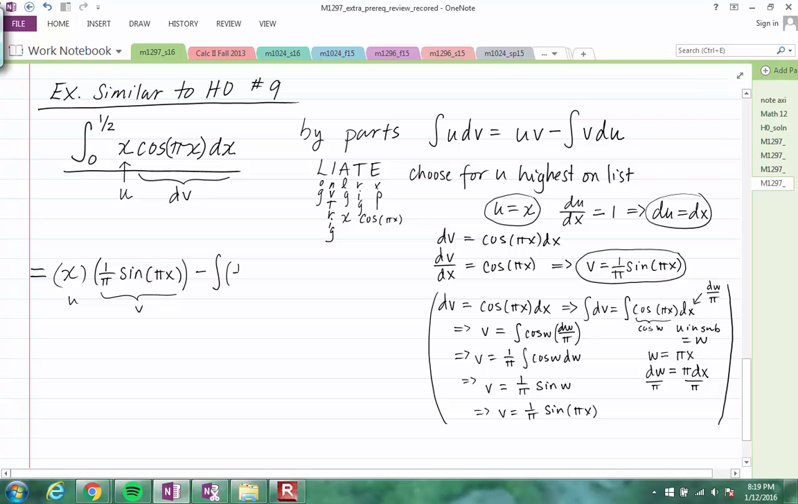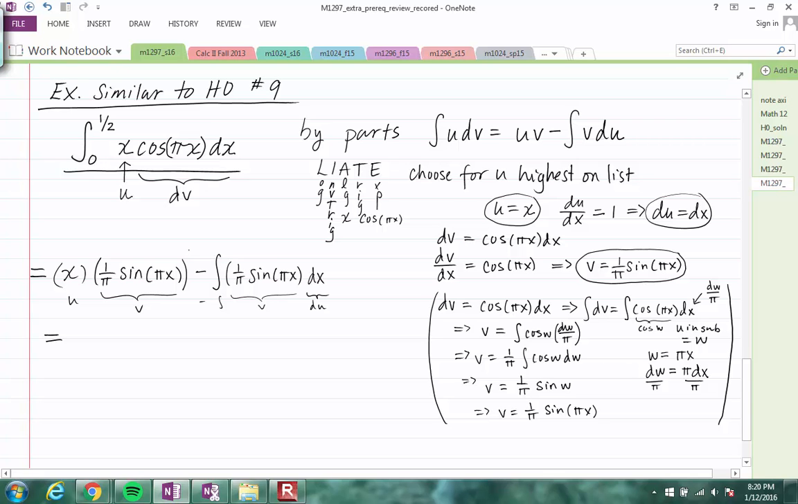I write it down again, 1 over pi sine of pi x, and then the last part is to write down your du. So this is the minus integral v du, where du is simply dx in this one. So we got all written down, and then if we're lucky, this last integral is easy to do.